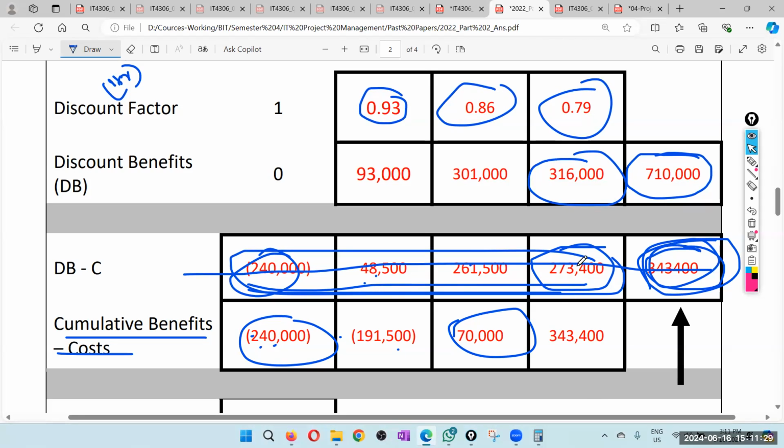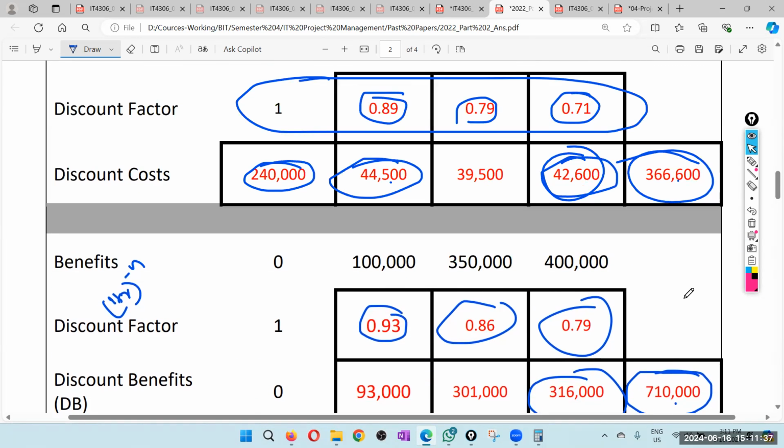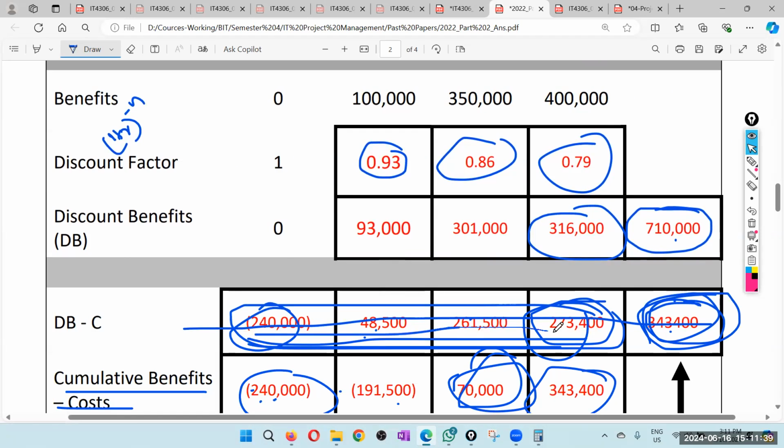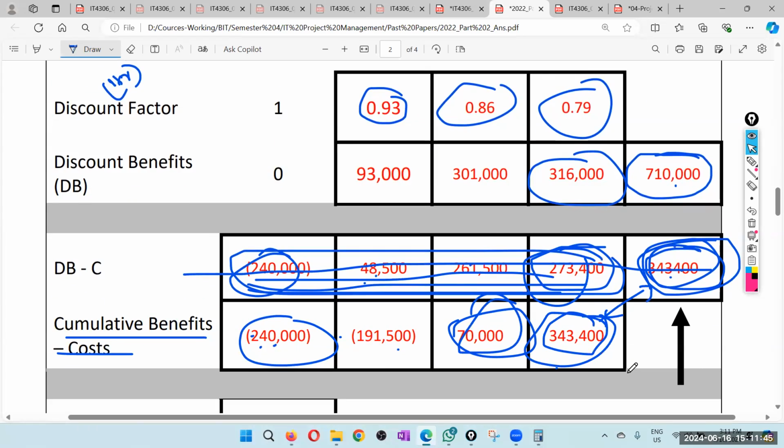And this is after the third year. This is this plus this. And that is this. And that must be same as here. You can see when you subtract these two, you get this. When you add these two, you get this. And this cumulative value must be same as this. Okay. So any questions?